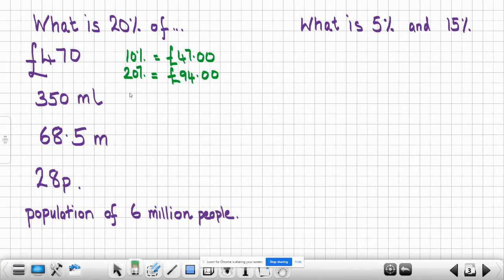350 millilitres, so we knew that 10%, wrote a pound sign, is 35 ml.